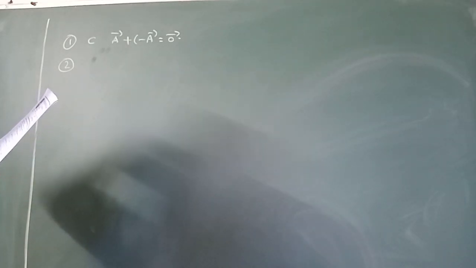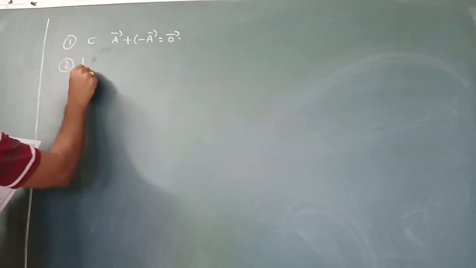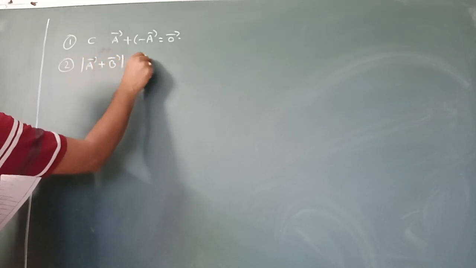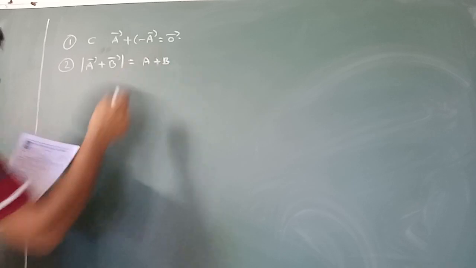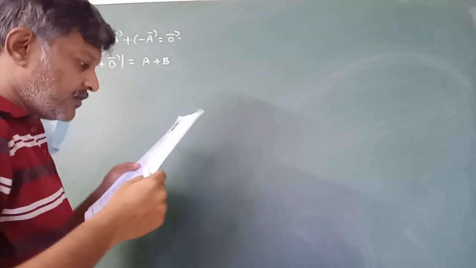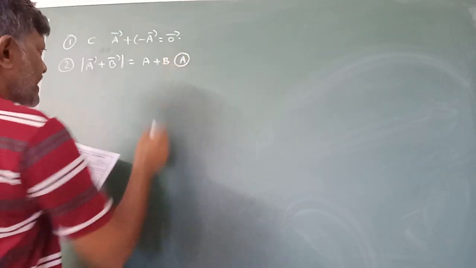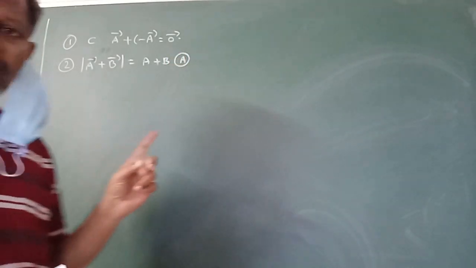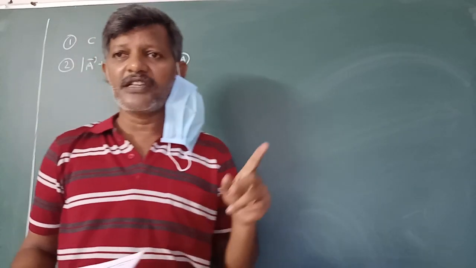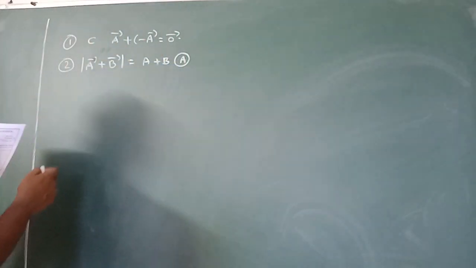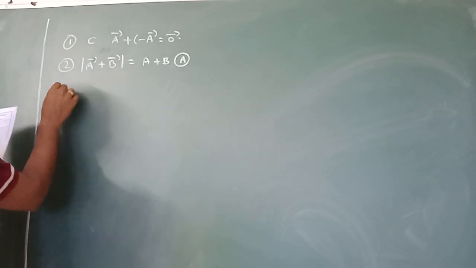Modulus of a bar plus b bar is at most a plus b. That is the maximum value, when theta is 0. So option A is correct. When theta is 0, root over a square plus b square plus 2ab cos 0 is root of 2ab, that is a plus b whole square under root, so a plus b is the answer.